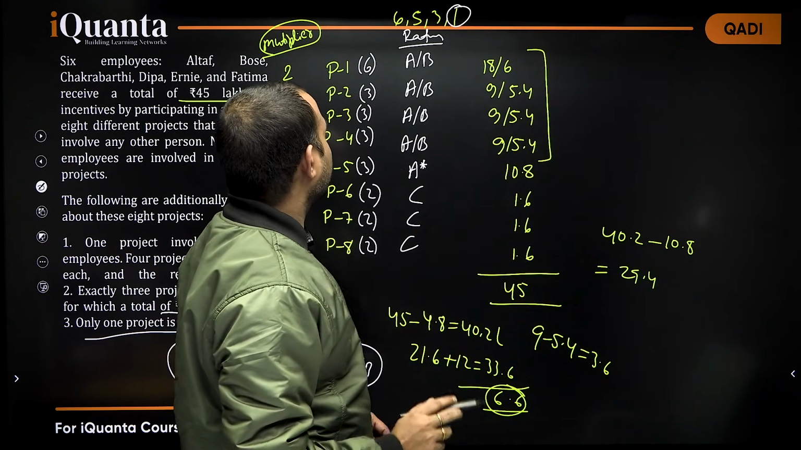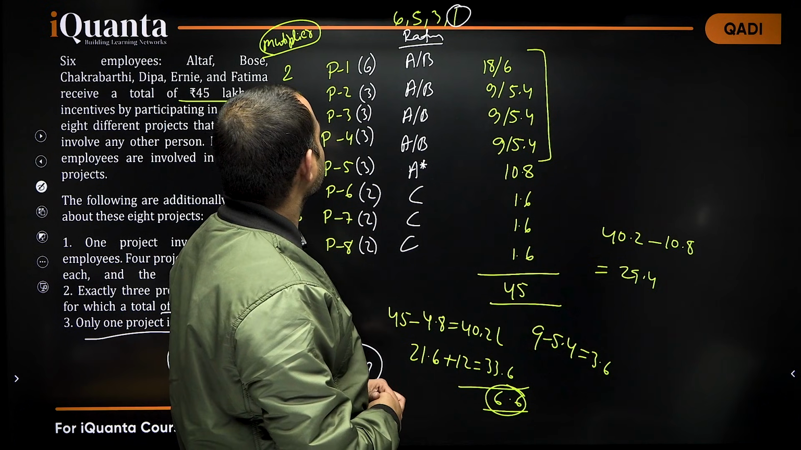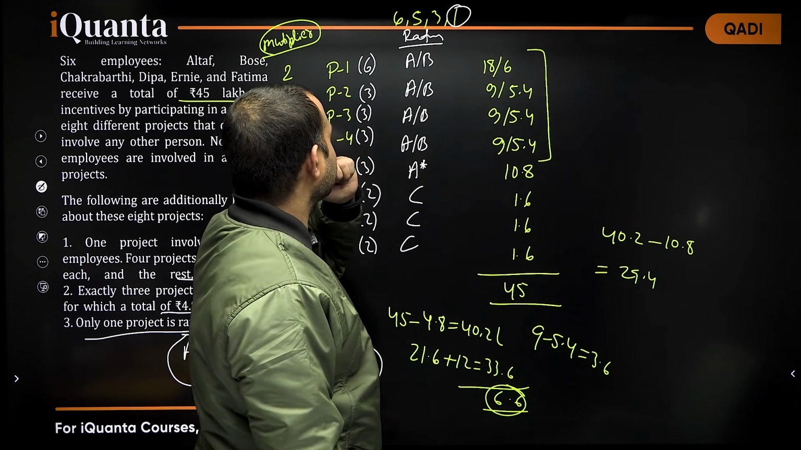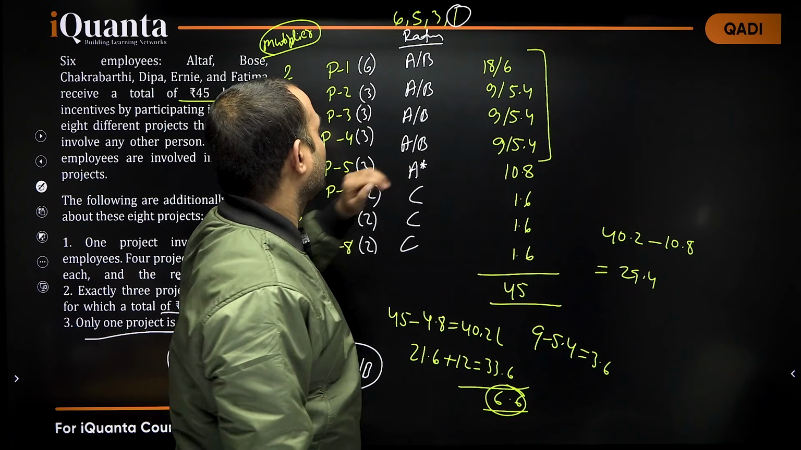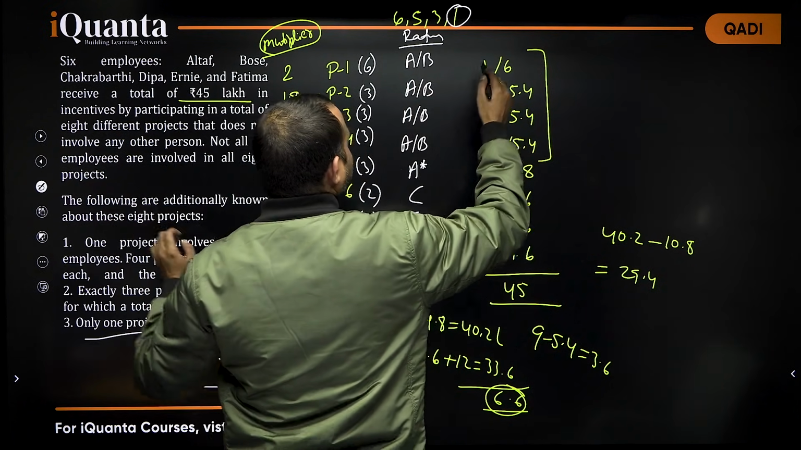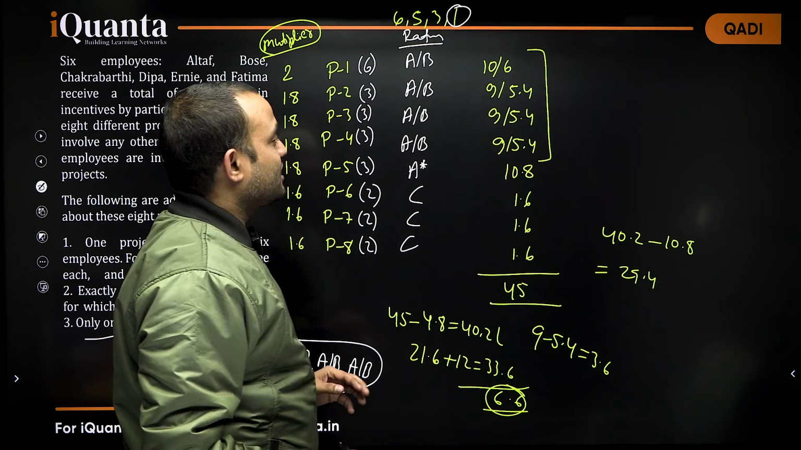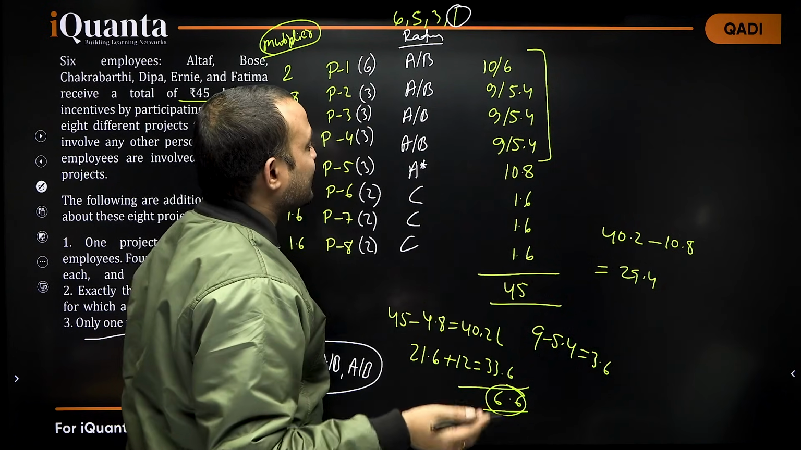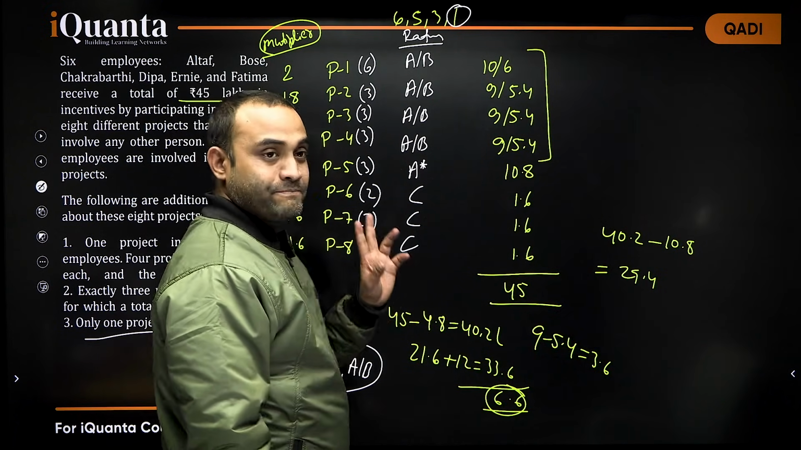How did I take this 18 two times? This 18, no, this should be 10, right? 5 lakhs or 3 lakhs. So this should be 10. Now the total sum of 4 values from this should be 29.4. How can we get that 29.4?